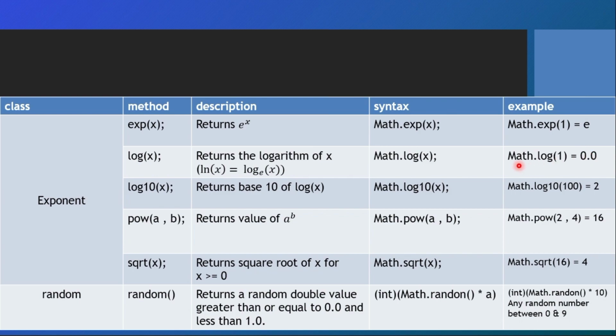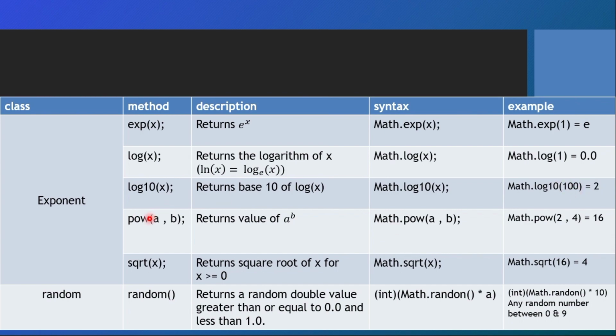And you can call that using the math.log value there, right? That's the syntax. And then log base 10 of x returns the base 10 log of x. So if you have math.log10(x), that's the syntax there. And if you put math.log10 of 100, you get 2, because 10 to the power 2 is basically 100. So base 10 log of 100 is 2.